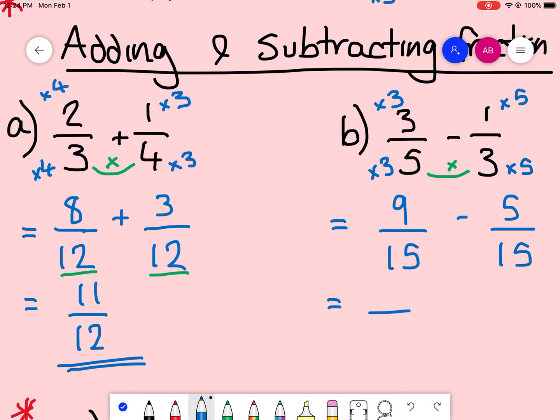Perform the calculation on your top numbers, keeping the denominator the same. 9 take away 5 is 4. Do not start to do these calculations until you have made the common denominator. Do not make this calculation, for instance, 2 over 2. You are not subtracting the denominator numbers.